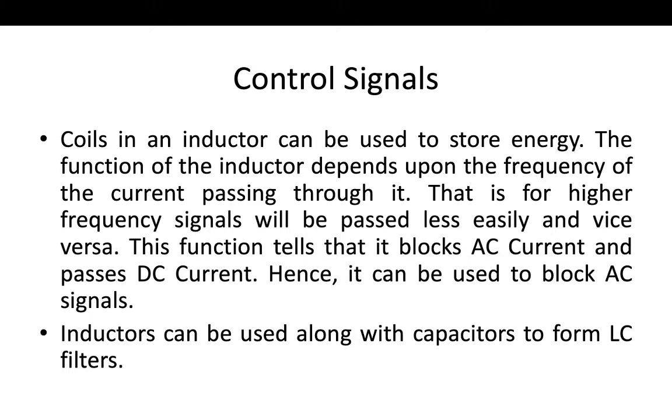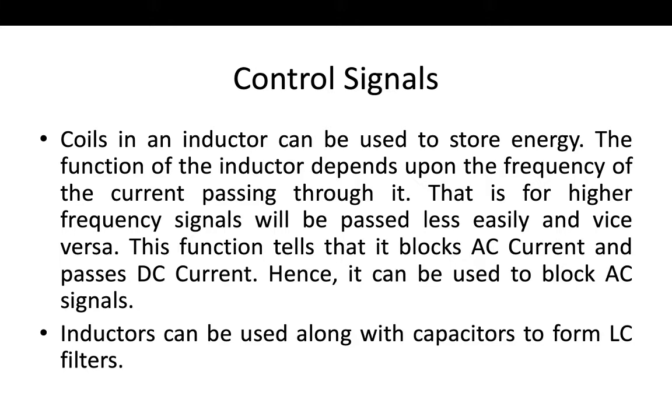Coils in an inductor can be used to store energy. The function of the inductor depends upon the frequency of the current passing through it. That is, higher frequency signals will pass less easily, and vice versa, meaning lower frequency signals can pass easily. This function tells that it blocks AC current and passes DC current. Hence, it can be used to block AC signals.